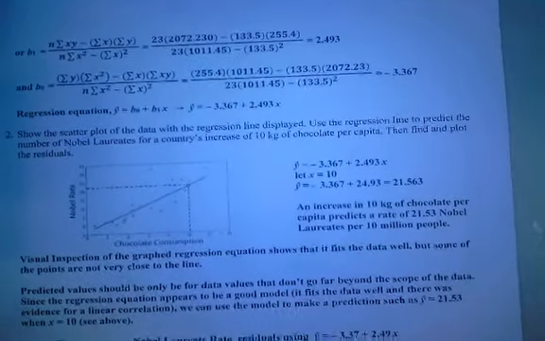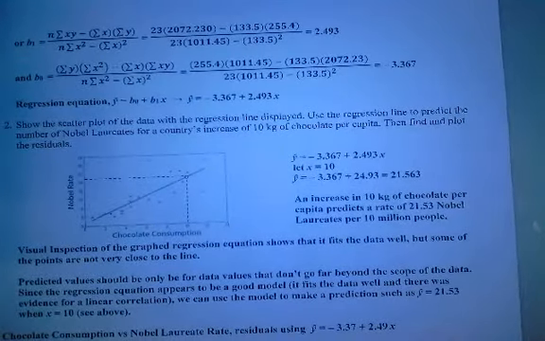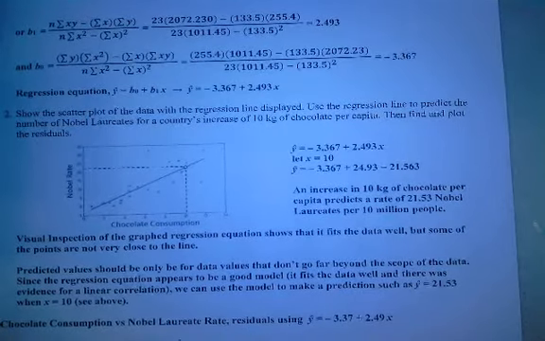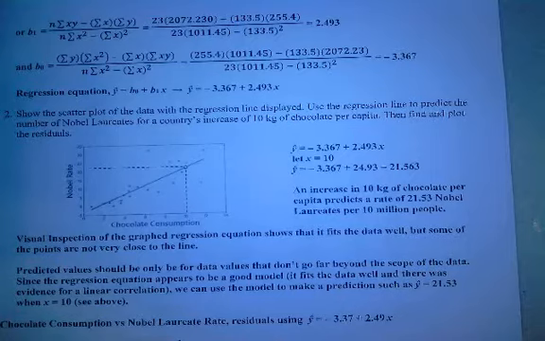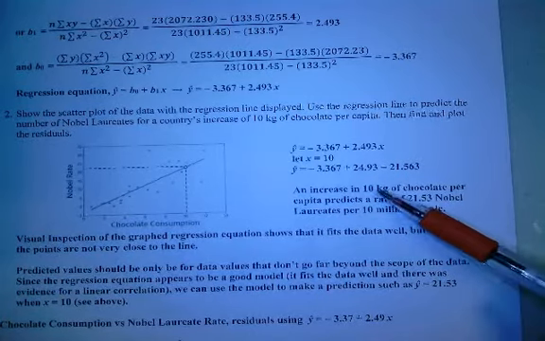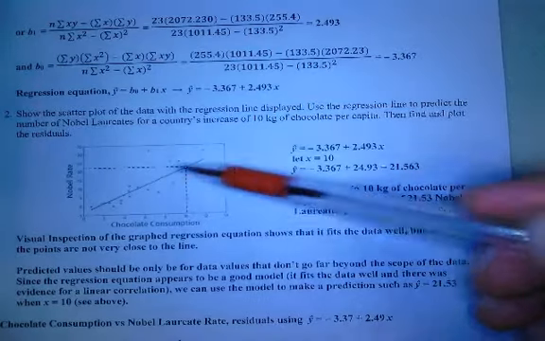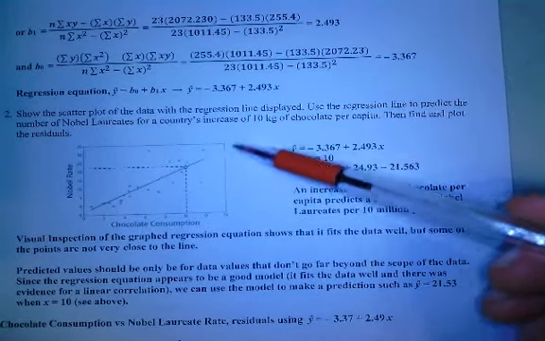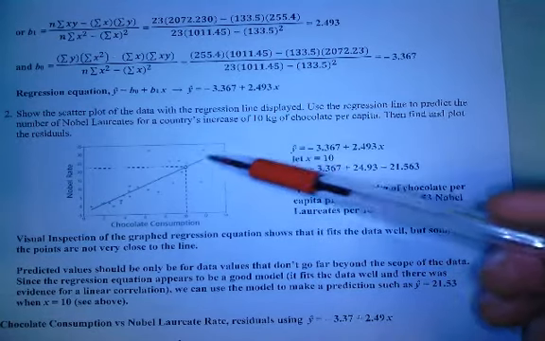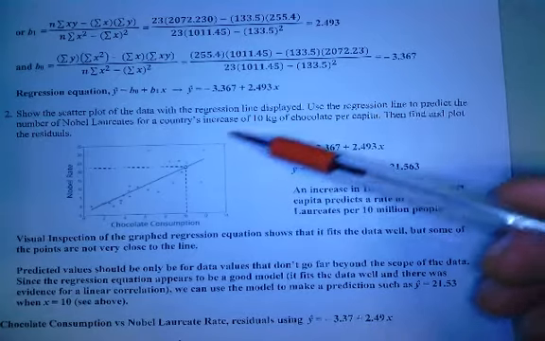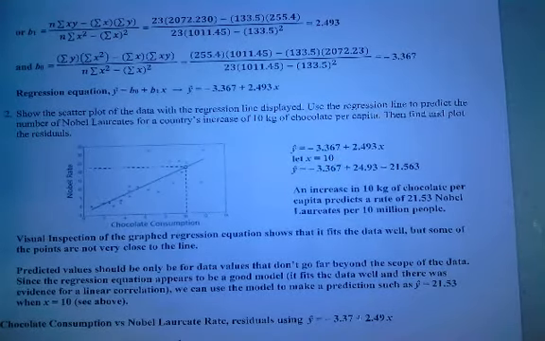Visual inspection of the line shows that it fits the data fairly well, but there are some points not very close to the line. Predicted values should only be for data values that don't go far beyond the scope of the data. Since the regression equation appears to be a good model, it fits the data well, and there was evidence for a linear correlation. Remember that was 0.8. Then we can use the model to make predictions, such as the one we made here with 10. 10 would have fallen right in here, so it's within our data set. If we started getting out here, clearly with these points that are not so close, we would have less confidence that we might have a good value for our prediction.